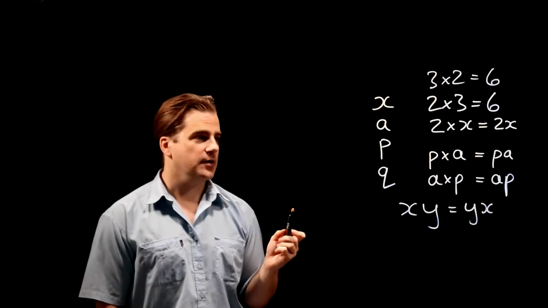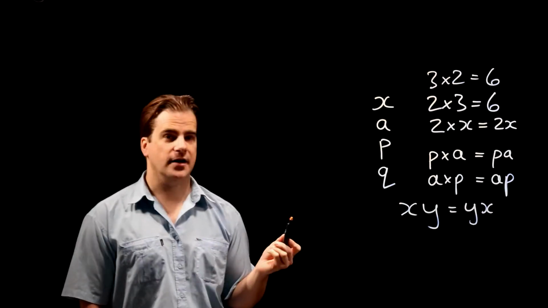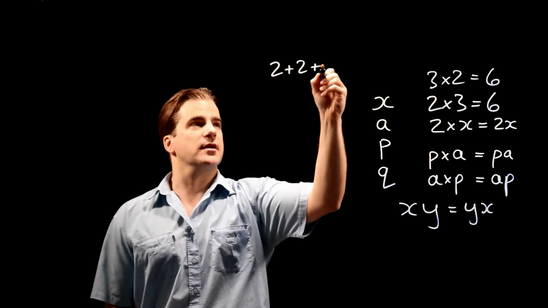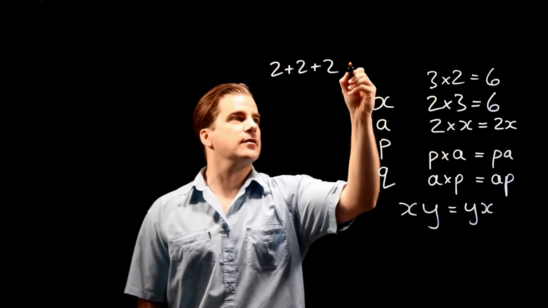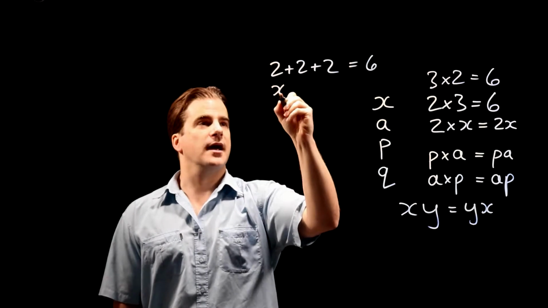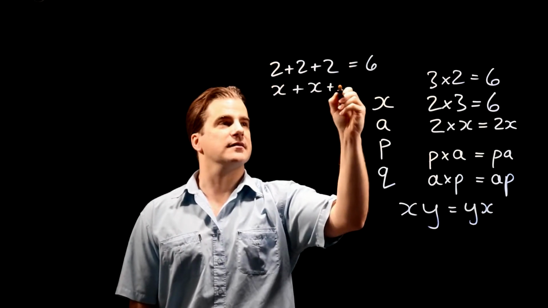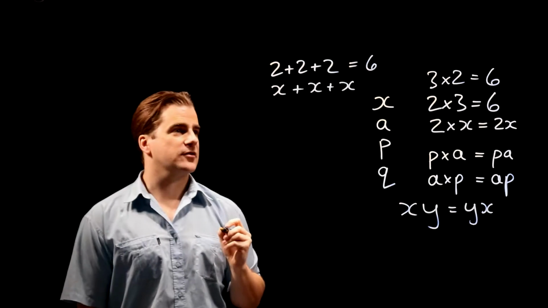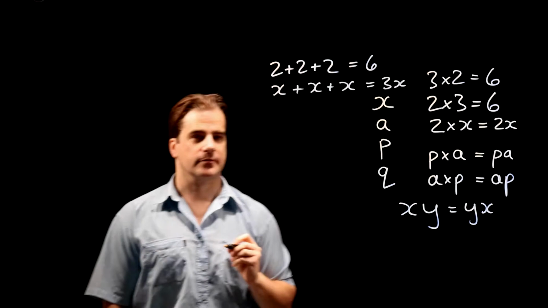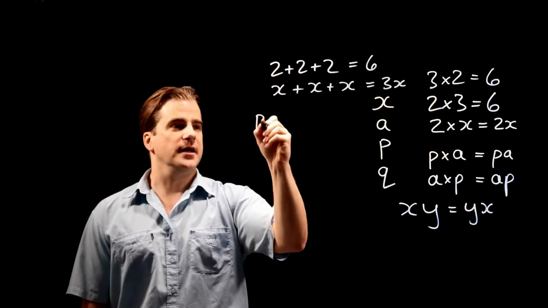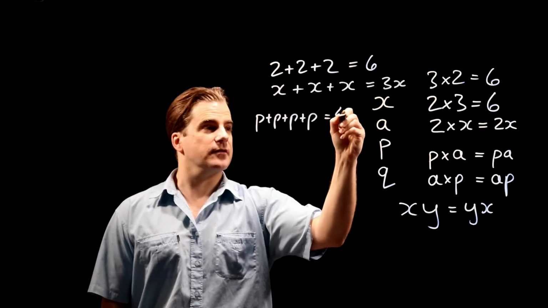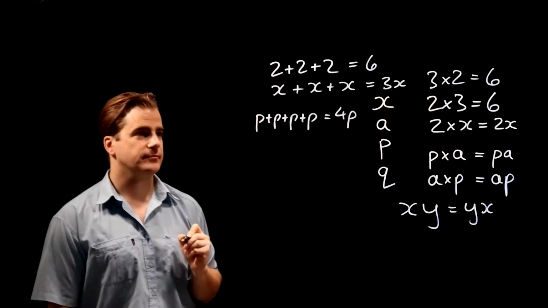We can also add, just like numbers. If you had 2 plus 2 plus 2, that's 6, right? You can do it with variables too. X plus X plus X. What's that going to be? Well, it's actually 3x. Okay? P plus P plus P plus P. That's 4p. Okay?